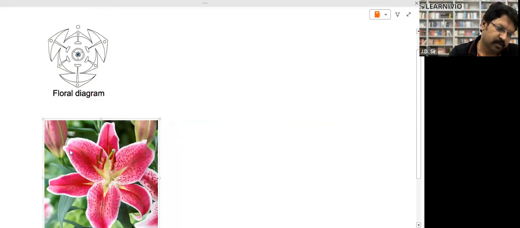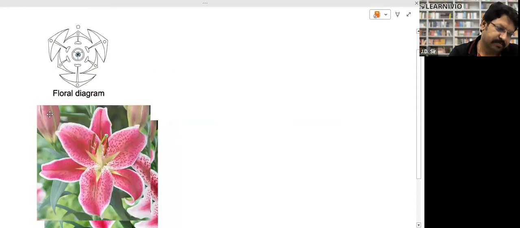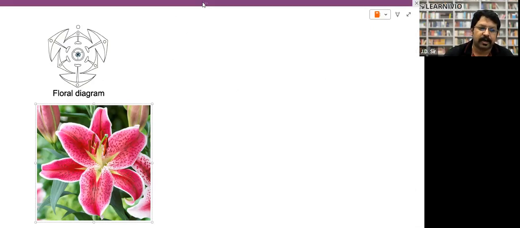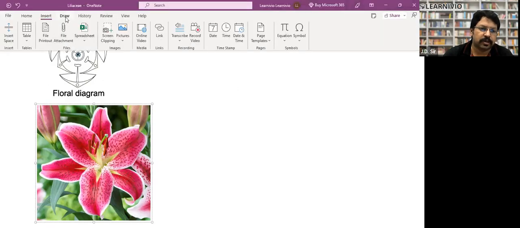In the lily, you can see the petals are in two whorls, right? One whorl is on the upper side and another whorl is on the lower side. The same thing has been represented in this floral diagram. You can see it in Liliaceae. So this is Liliaceae, right?